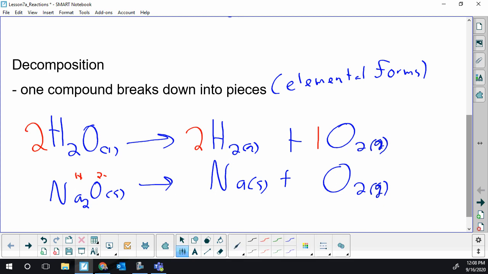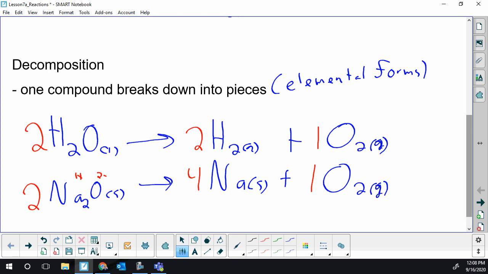Now, I'm good. I've got 2 O's here. I still just have the 1 O. I'm going to double my sodium oxide. I now have 2 times 2 sodium, 4. So I need 4 to get 4 sodiums. And we have 1 O. Okay. So that's our second type.